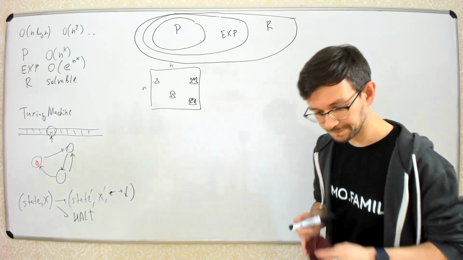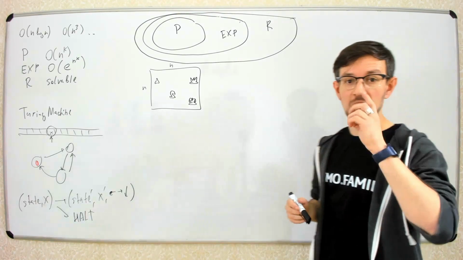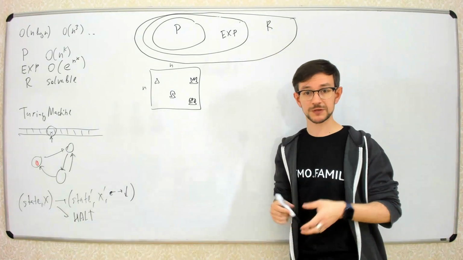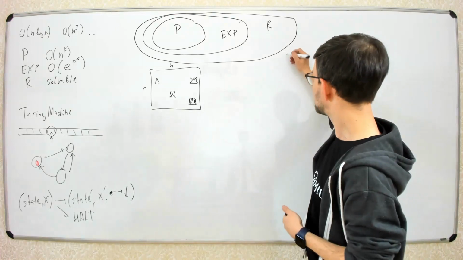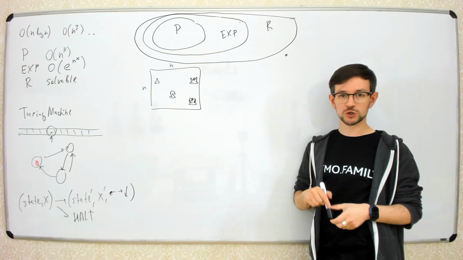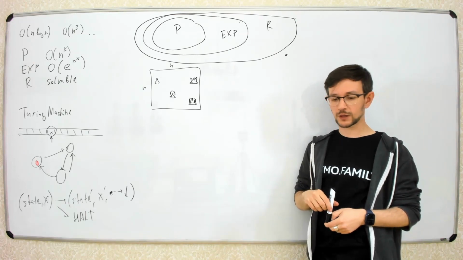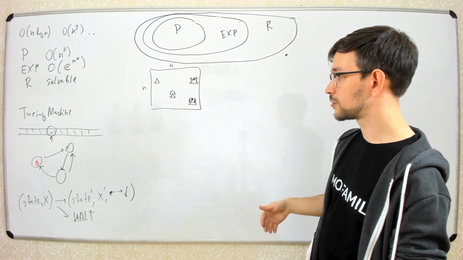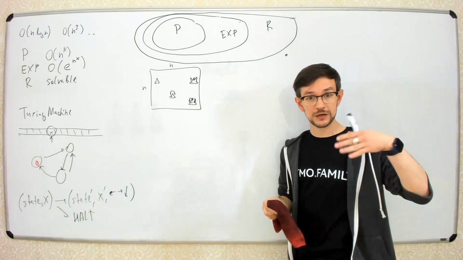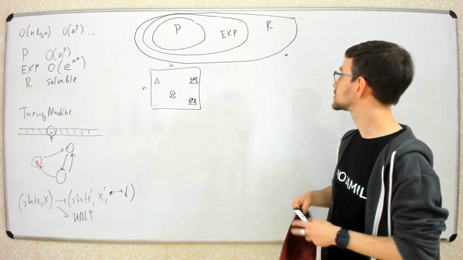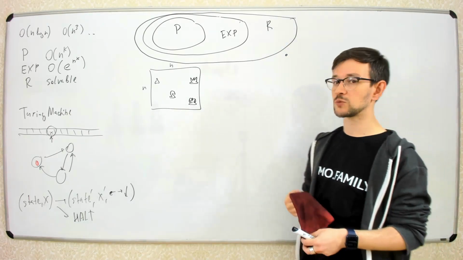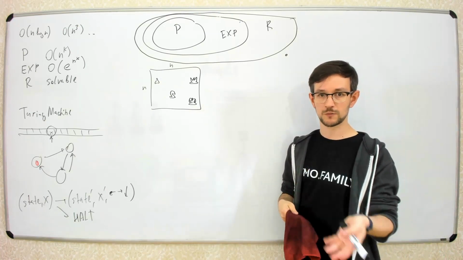Now, let's move on. When people discovered this class of all solvable problems, they started to think: what is outside of this class? Is there any problem which is actually not solvable by any Turing machine? Alan Turing was thinking about this, and he found out that there actually is. There are problems which are outside of this solvable class.